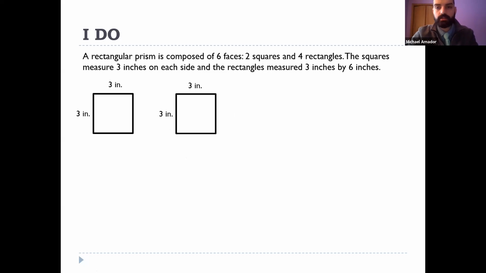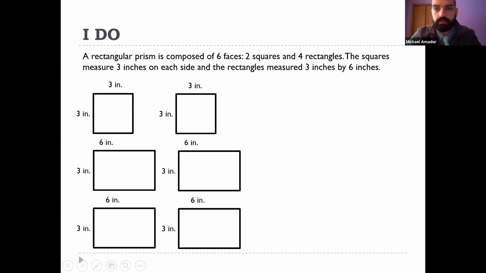So the squares are 3 inches on each side. If we look at the problem, it says that it's made out of 2 squares and 4 rectangles. The squares measure 3 inches on each side. That means that here we have 2 squares, and we need to label them each 3 inches because the problem tells us that they each have a size of 3 inches. We have 4 rectangles.